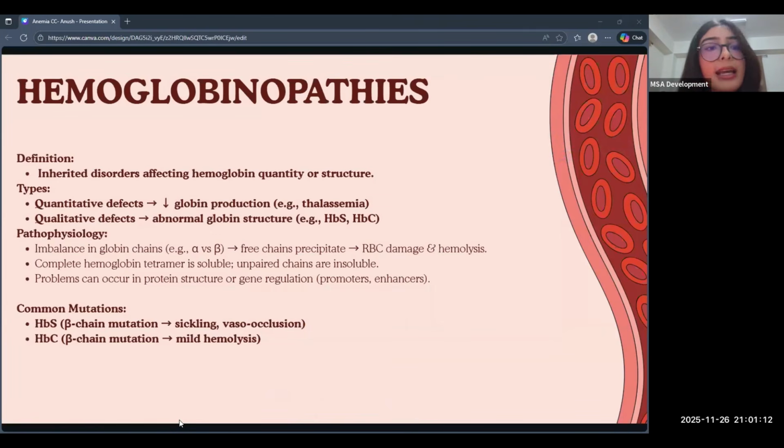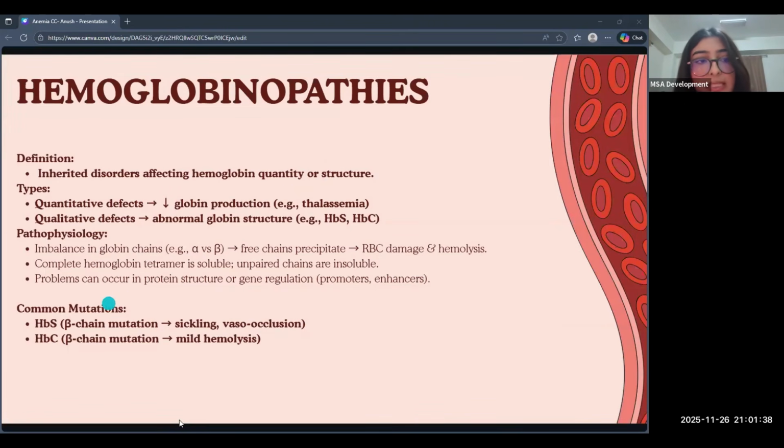Now let's talk about hemoglobinopathies. So it's basically inherited disorders affecting the hemoglobin quantity or the structure. So it can be a quantitative defect, which can be decreased globin production, such as in thalassemia, or it could be the quality of it, such as the globin structure is just abnormal in sickle cell anemia, HBS, for example.